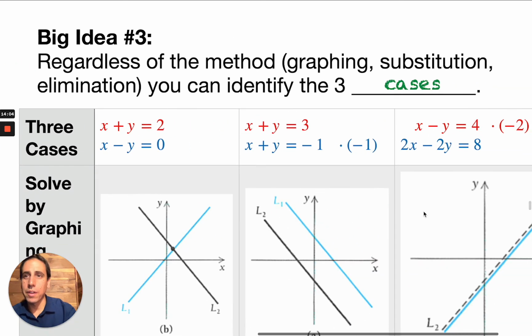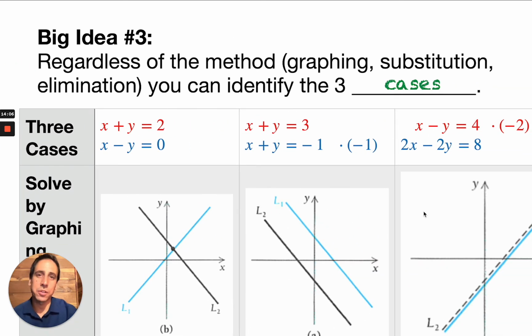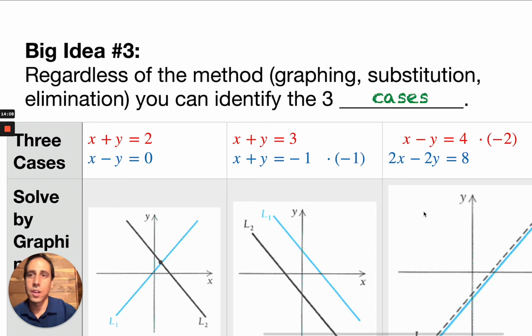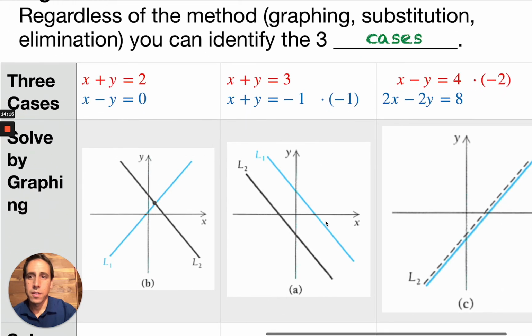Big idea number 3, regardless of the method, it doesn't matter which choice you make, graphing or substitution or elimination, you can identify these 3 different cases. And here are the 3 cases. Let me show you what this looks like. We've got 3 different systems of equations to look at. And so here's the first one. Here's the first case. If you solve it by graphing, you can graph this one and this one, go equation table graph twice, and find the intersection. How many solutions does it have? It's got 1.